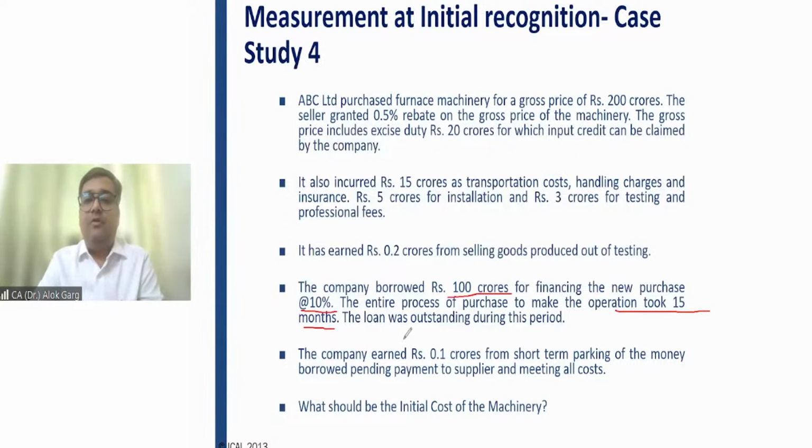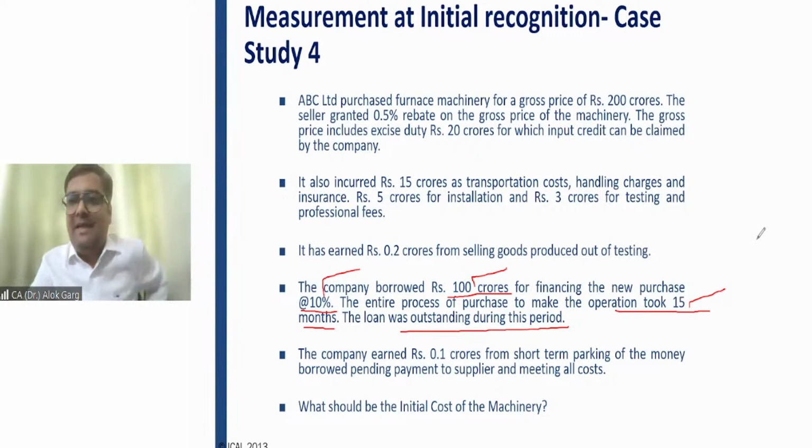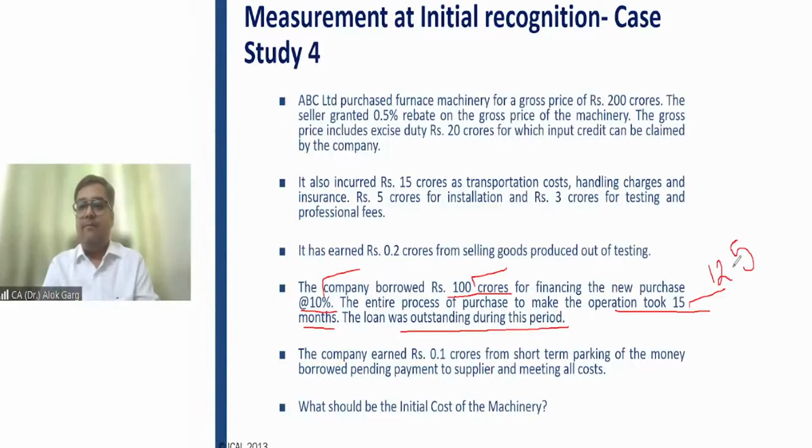The loan was outstanding during the period. Friends, so what should I do? 100 crore, interest 10%, 15 months. What is your total amount of borrowing cost? 100 crore multiplied by 10% for 1 year is 10 crore. What is it for 15 months? 10 crore means for a quarter it is 2.5 crore. So 12.5 crore is the amount for the entire period. This is the borrowing cost.